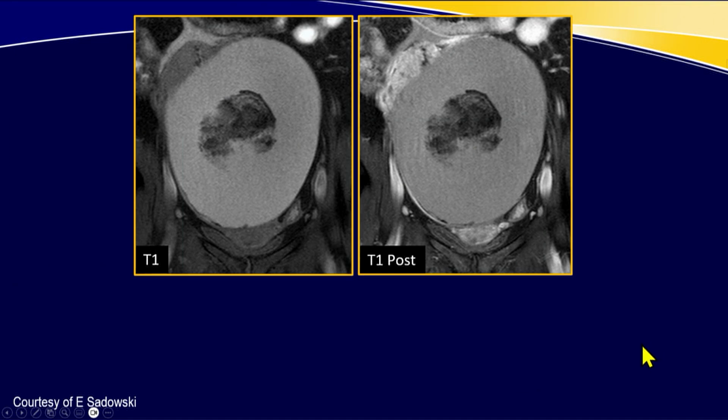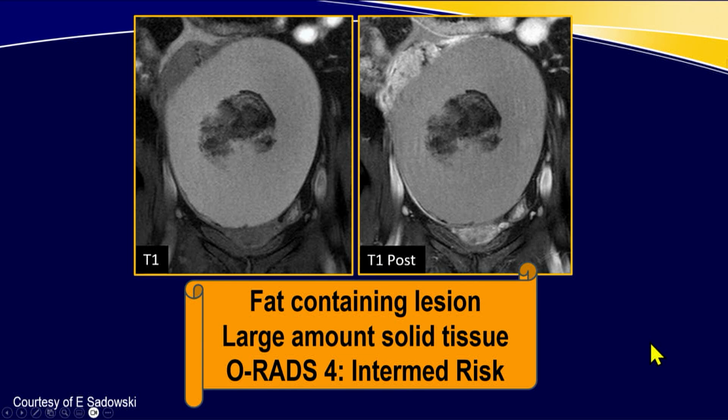Next is a large lesion. You can see this donut looking at you on the T1 weighted sequence. If I showed you the fat suppressed image, that donut would fall in signal. On the post-contrast imaging, you don't really see much when you first look at it, but look up to the right. This is a fat-containing lesion with a large amount of solid tissue, and this would place the patient into the O-RADS 4 intermediate category for malignancy with a positive predictive value of about 50%.